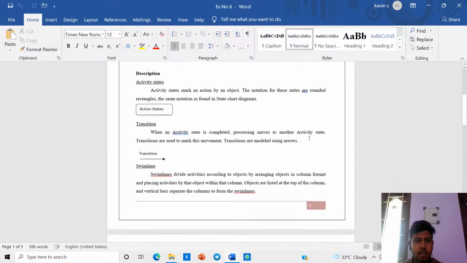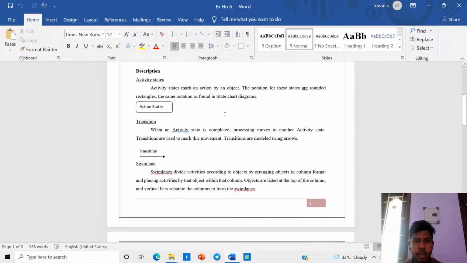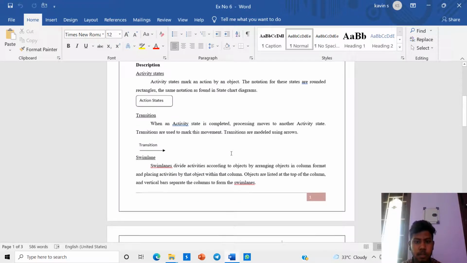In this discussion, activity states mark an action of an object, like an oval. The notation for these states is a rounded rectangle. Some notations are found in the state chart diagram. Transition: when an activity state is completed, processing moves to another activity state. Transitions are used to mark this movement, and they are modeled using arrows.